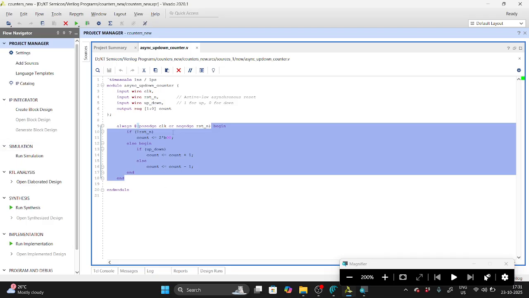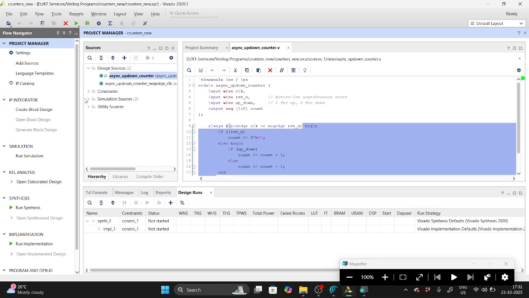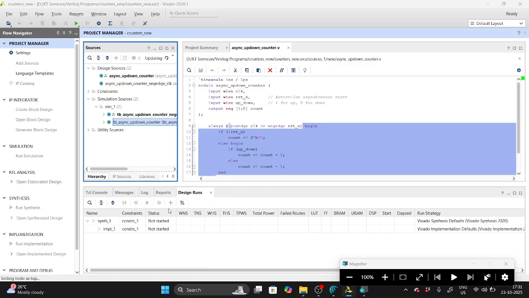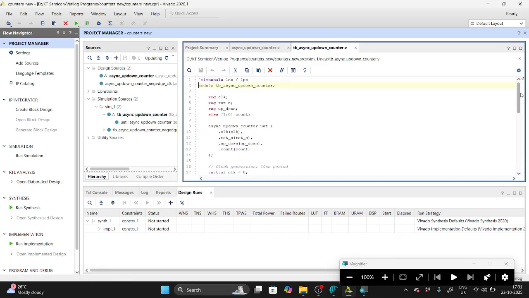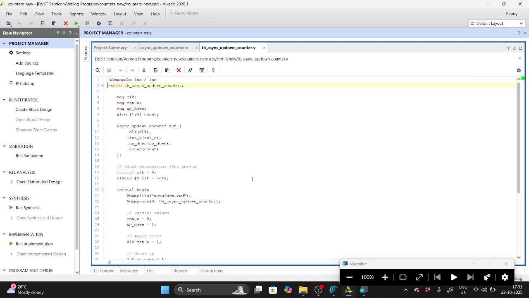Okay, so this is the program. After that I need to write the simulation. So here in the simulation, up down counter, right click, set as top. Okay, this is the up down counter. I wrote the test bench for this. So module, and this is my module name, tb underscore asynchronous up down counter.